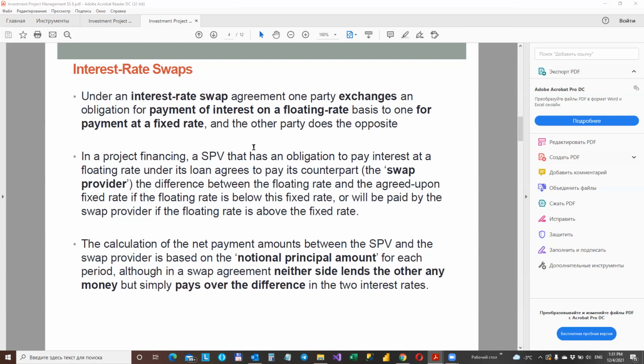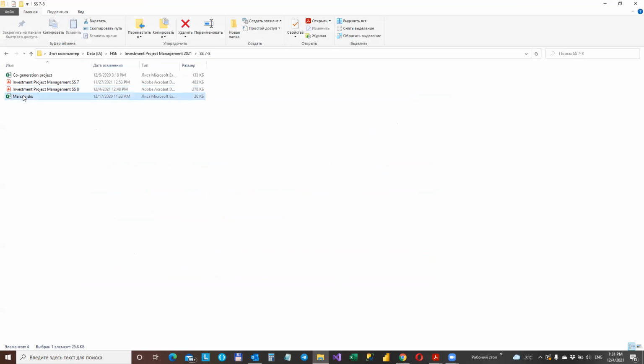The calculation of the net payment amounts between the project company and the swap provider is based on the notional principal amount for each period. That is the amount of loan on which the interest is being calculated. Although in the swap arrangement, neither side lends the other any money, but simply pays over the difference in the two interest rates. And we also have an example in Excel I prepared for you.